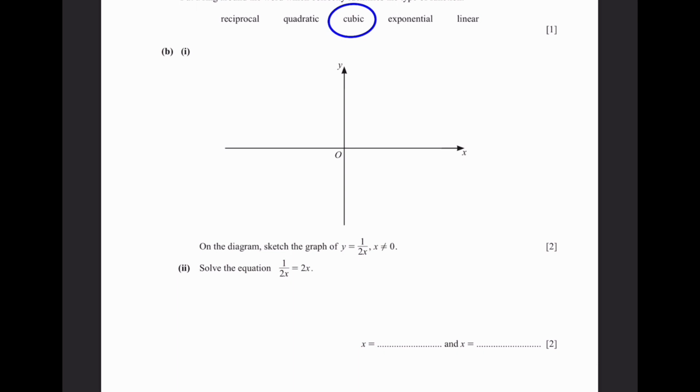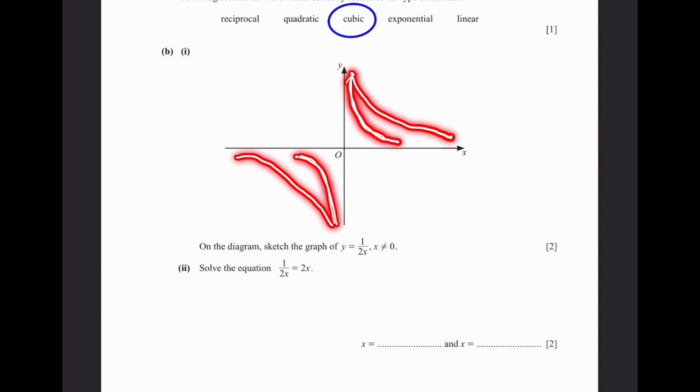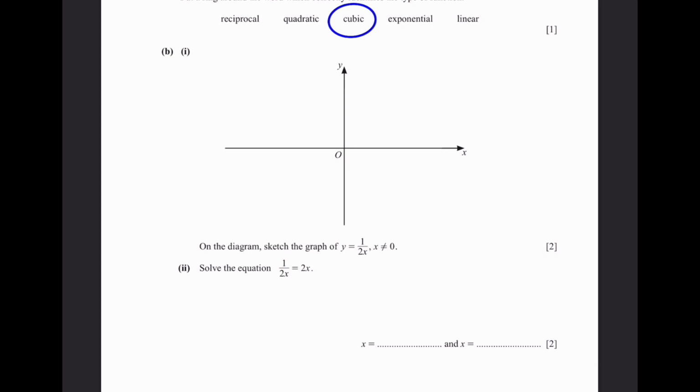Part B1 on the diagram sets the graph of y equals 1 by 2x, x is not equal to 0. So first let's think about the graph of y equals 1 by x. So this is how it will look for y equals 1 by x, and for 1 by 2x it'll simply be much more steep, like that and like that. For 1 by x it would be like this and like this, so it's just a much more steep gradient, like that. So we need to draw a graph something like this.